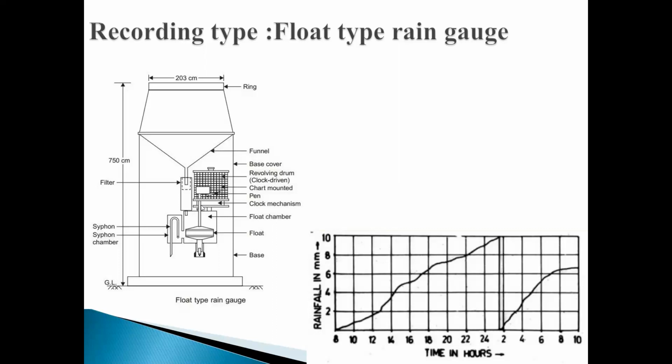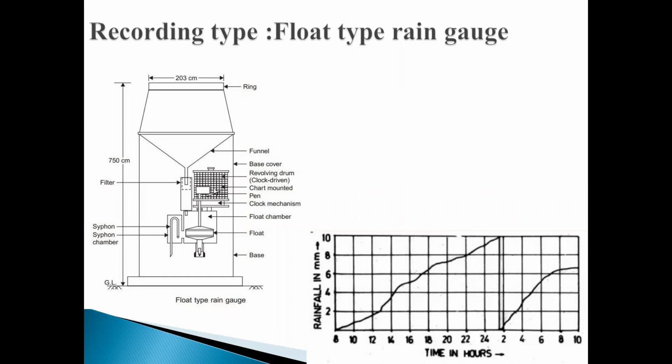This float moves up, and it is attached to a pen or a marker. And here you have a revolving drum, that is a clock driven drum. It is a circular clock driven drum, and a graph sheet is wrapped around it. This is the clock mechanism. It takes 24 hours to complete one revolution, and it requires rewinding once in a week.